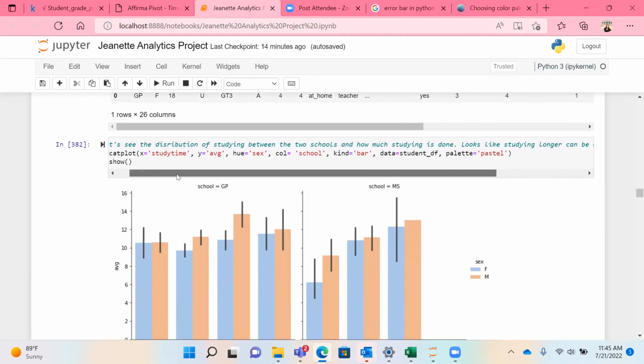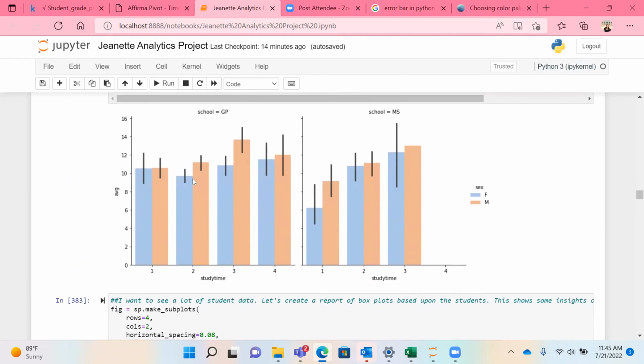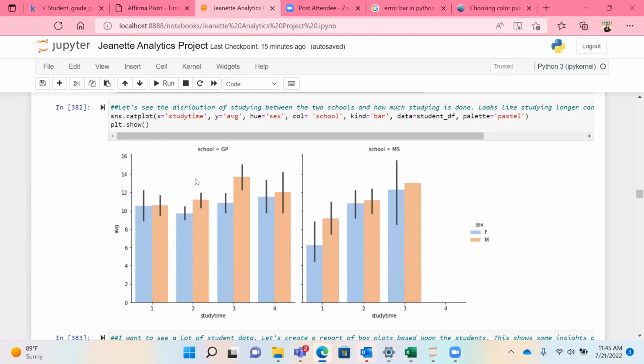So continuing on, I wanted to see the study time between the 2 schools that the data was over, and then also the average grades. So I saw that it looks like one school studies more than the other one, and the grades show a distribution, but it looks like the study time does not 100% affect the grades.